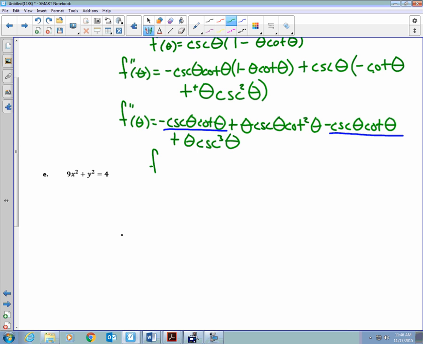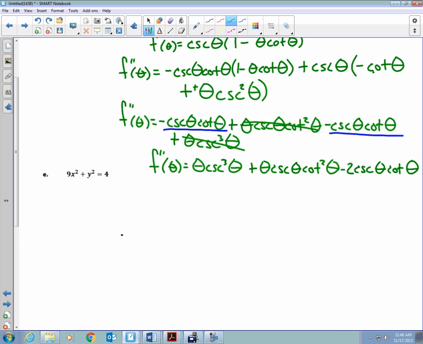So that brings me to f double prime of theta is equal to, I'm going to write this one first. Write this one second. And then how many of those do I have? How many of the blue? Negative 2, yep. Good. So a little bit more challenging than the first two we did on the other side, right?